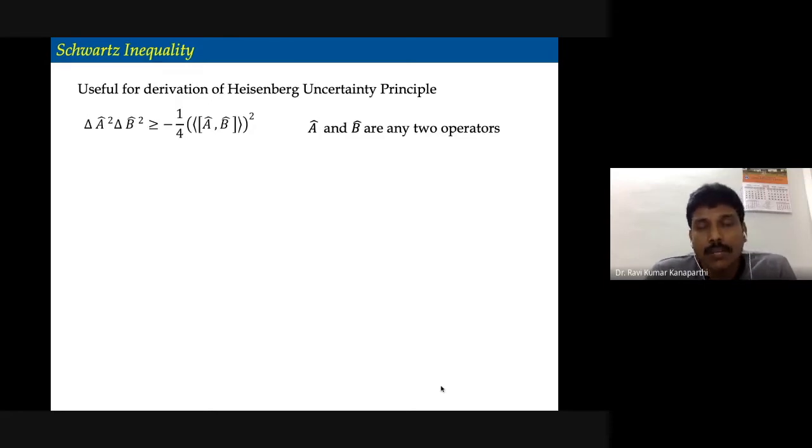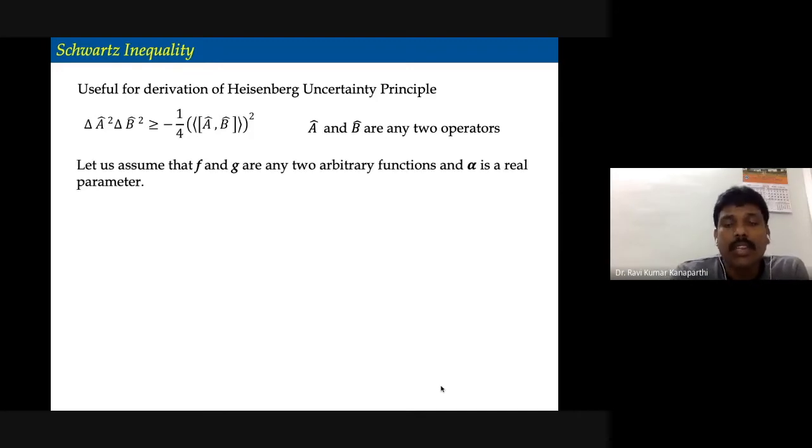Basically, the square of the product of the uncertainties is always greater than or equal to that quantity on the right-hand side, that is, minus 1 over 4 the expectation value of the operator square. Okay, so that is the generalized Heisenberg uncertainty relation, and then we'll try to prove this from the Schwarz inequality.